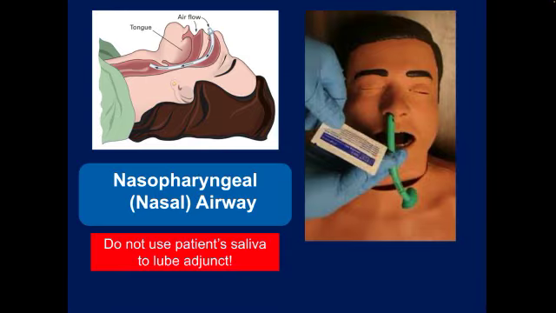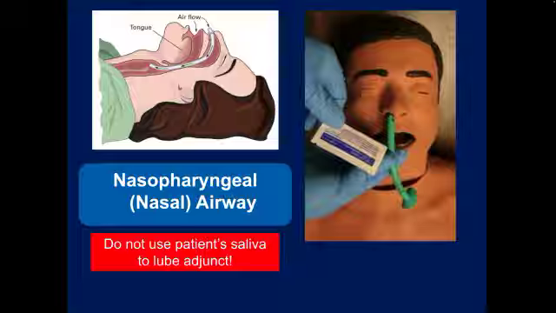Same thing with the nasopharyngeal airway. Properly measure, properly lubricate this device. Insert it carefully so you don't create some kind of nosebleed, which causes more complications. The big thing that I see out in the field with this particular maneuver is crews will try to use the saliva of the patient to lubricate the device. They're too lazy to go into the airway bag and pull out a packet of KY.